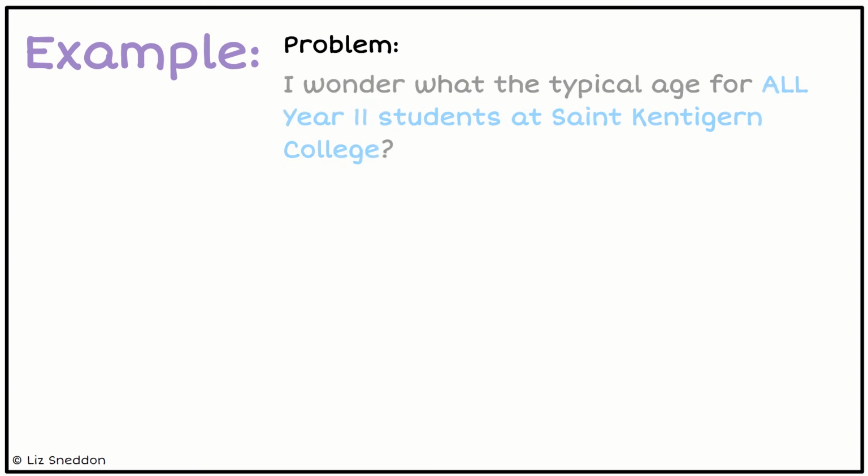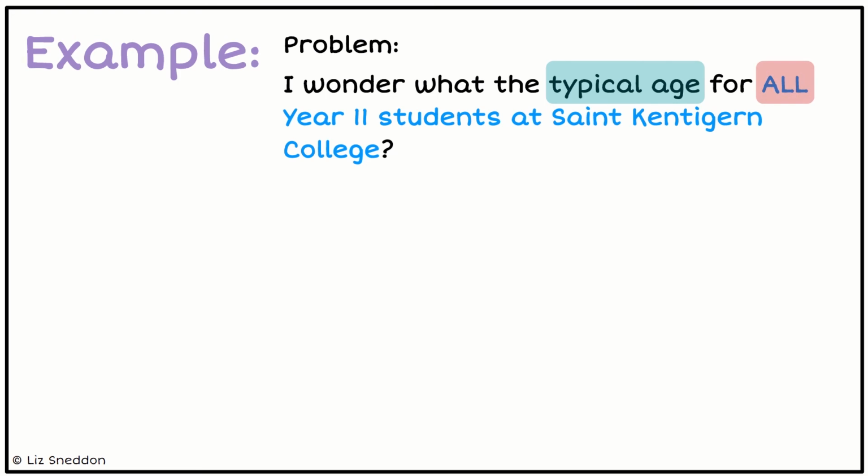Let's have a look at an example. So if our problem was this, I wonder what the typical age is for all Year 11 students at St Kentigern College. So that was about the population. That's why I talked about the typical age and all Year 11 students. So that "all" is telling us that we wanted to know about everybody. And I want to know what the typical is, because I know everybody's age is slightly different. So what's the typical, or the most common, or the most likely answer? So we want to know about the population.